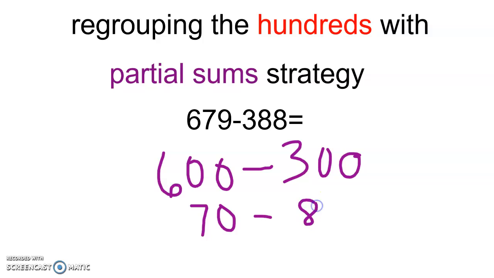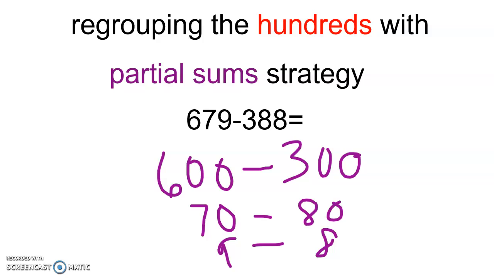minus 80, which we know we can't do. If we hold up 7 fingers and we try to take away 8 fingers, it won't work. You cannot take a greater number from a smaller number. But that's why we have to regroup. So then I show my ones before I do any regrouping: 9 in the ones place in 679 minus 8 in the ones place in 388. My problem is set up and ready to go with the partial sum strategy.